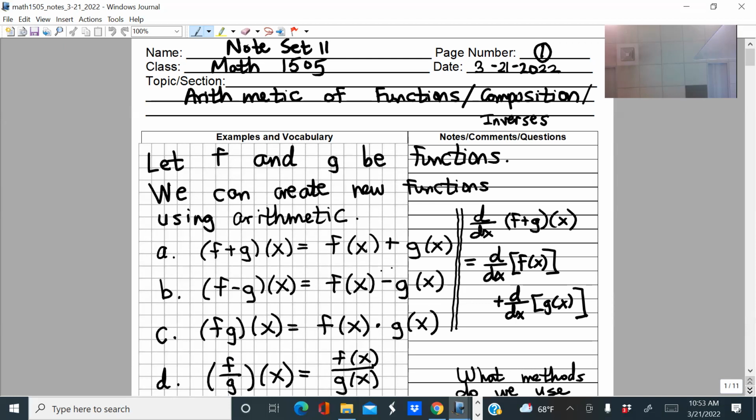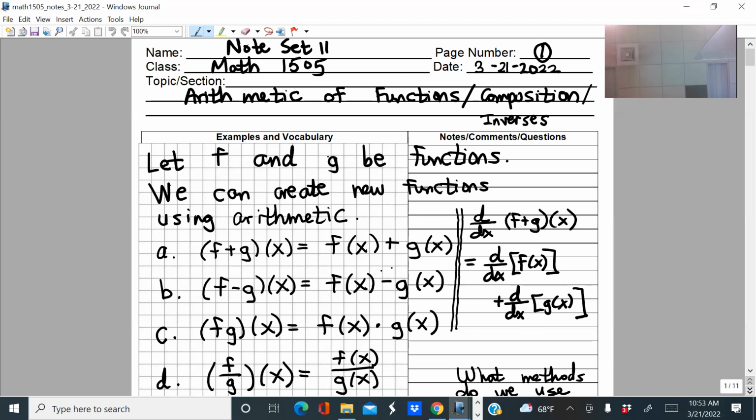So suppose we have two functions. It really could be the same function, but you would have to duplicate the same function. So let's assume we have two different functions here, f and g. All right, and let me show you how we take arithmetic and create new functions from those.